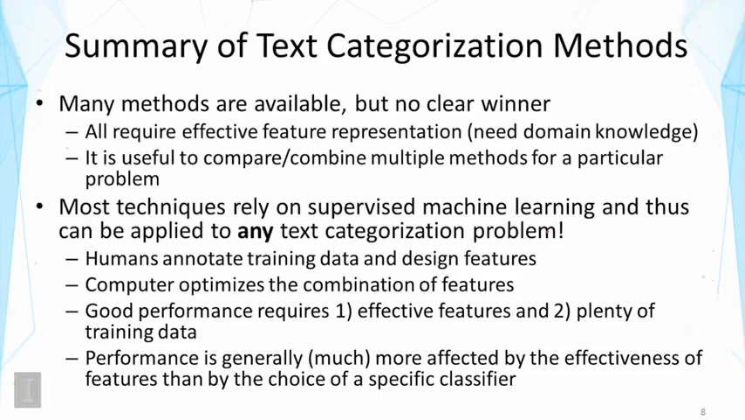The computers, of course, here are trying to optimize the combinations of the features provided by humans. And as I said, there are many different ways of combining them, and they also optimize different objective functions. But in order to achieve good performance, they all require effective features and also plenty of training data. So as a general rule, if you can improve the feature representation and then provide more training data, then you can generally do better. And so performance is often much more affected by the effectiveness of features than by the choice of specific classifiers. So feature design tends to be more important than the choice of specific classifier.